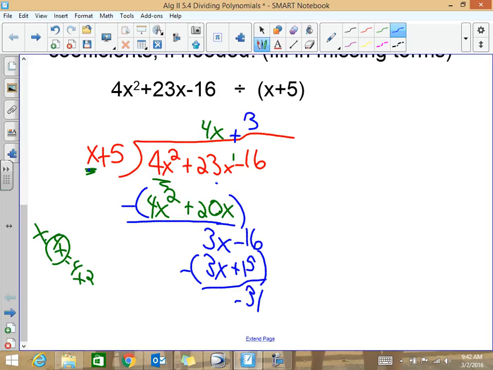Okay. Now, is there anything I can do to this x to make it equal to negative 31? No, right? So I'm finished. That's my remainder. The official way to think about it is that now the degree of x is greater than the degree of negative 31, so I can't go any further. Okay? So the answer to 4x squared plus 23x minus 16 divided by x plus 5 is 4x plus 3 with the remainder of negative 31.